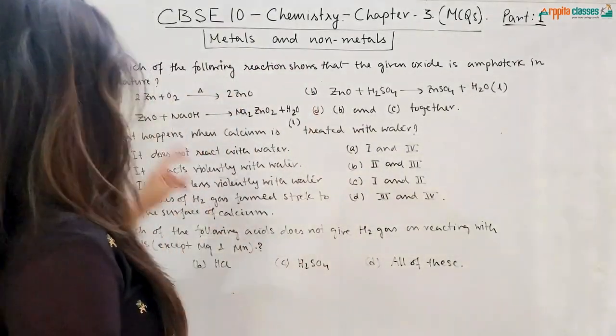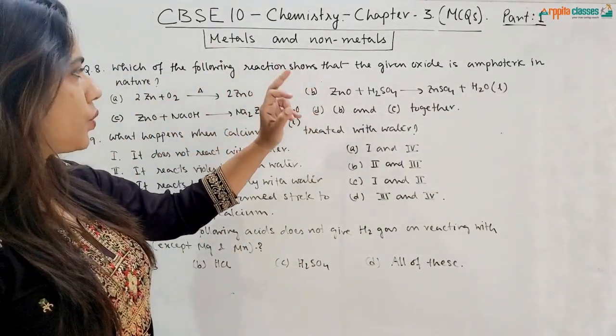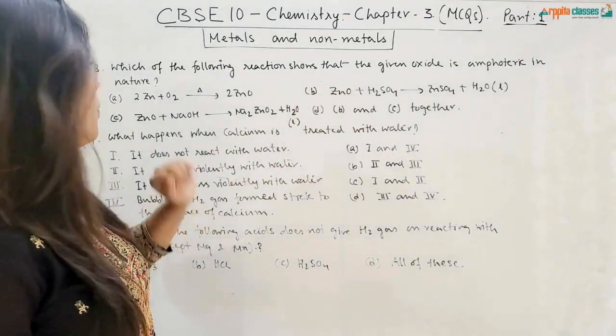So the next question is, which of the following reactions show that a given oxide is amphoteric in nature?